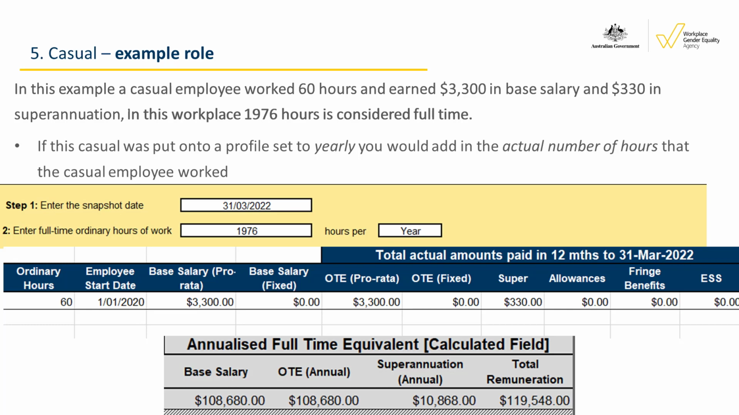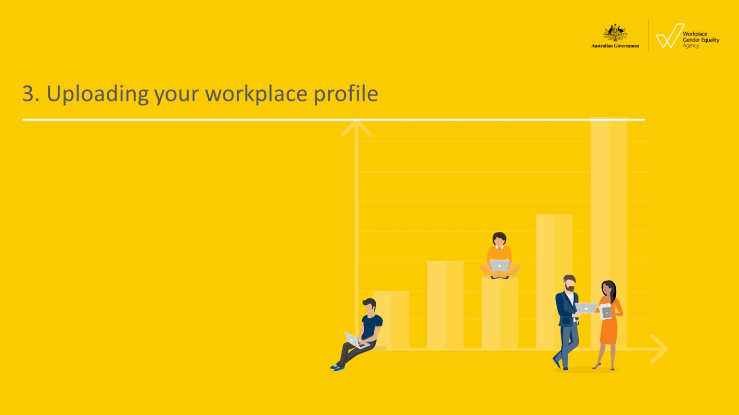The calculation here comes out to $108,680 for base salary and $119,548 for total remuneration. The variation between these two ways of calculating casuals is small, but the yearly profile provides greater accuracy. Finally, I will cover how you upload this profile in the WGEA portal and what happens to your data.